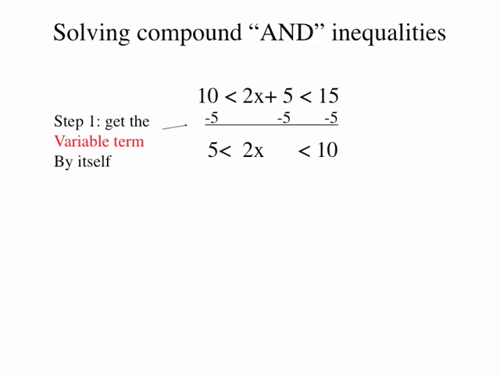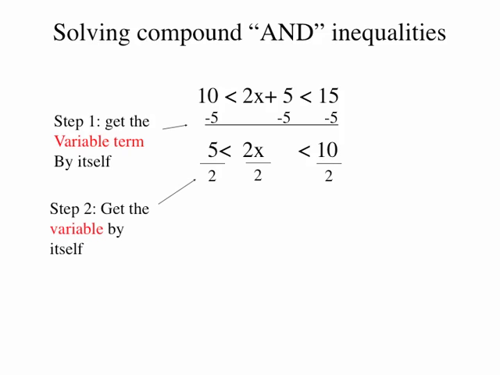Step 1 is we want to get the variable term, that's in this case the 2x, by itself. In the past, we talked about adding and subtracting the same thing to both sides of an equation or an inequality. In this case, this inequality has 3 segments, and so we need to subtract the same thing from all 3 segments there.